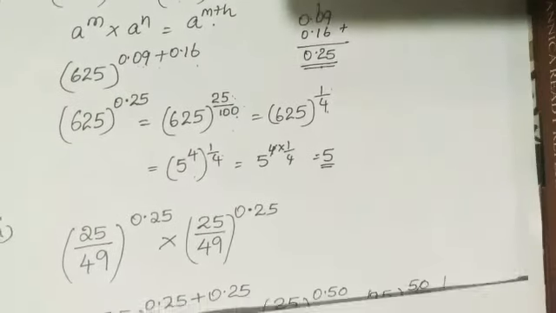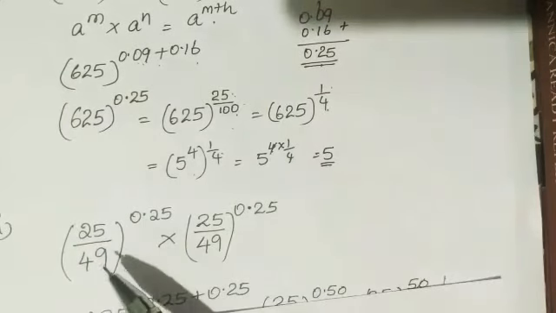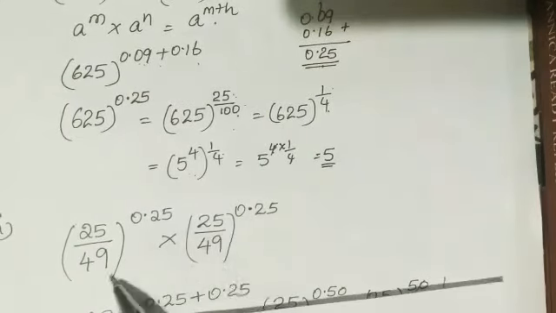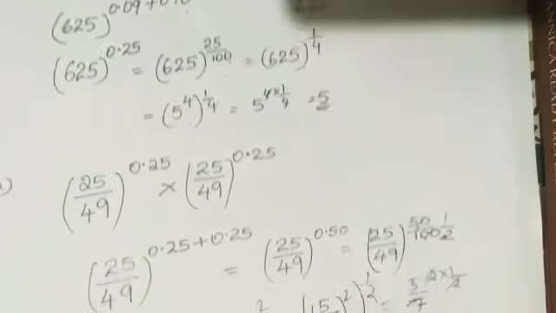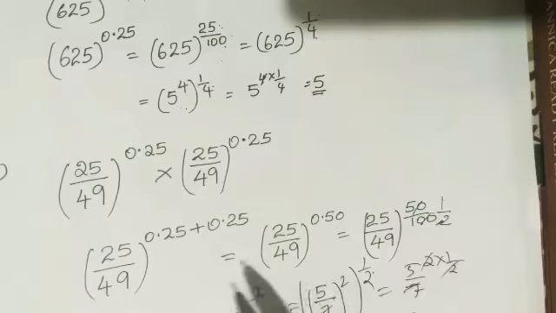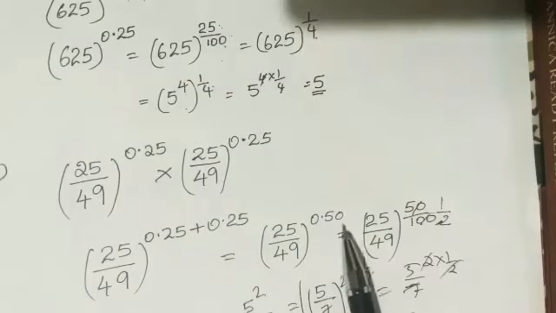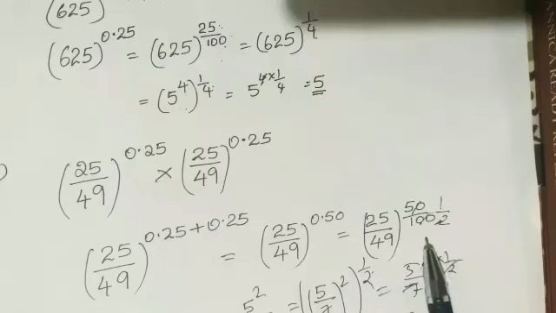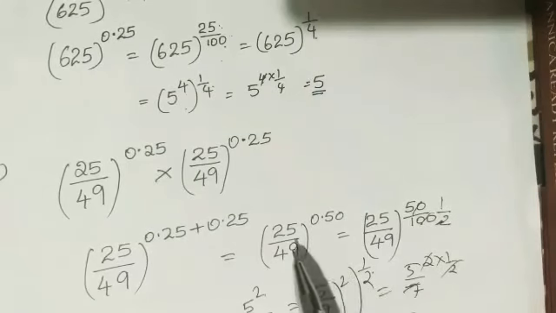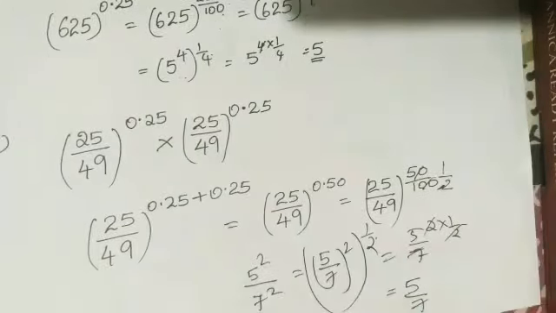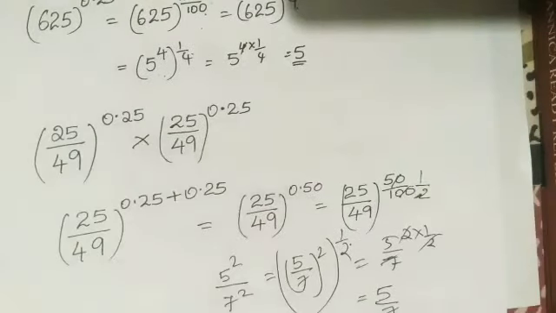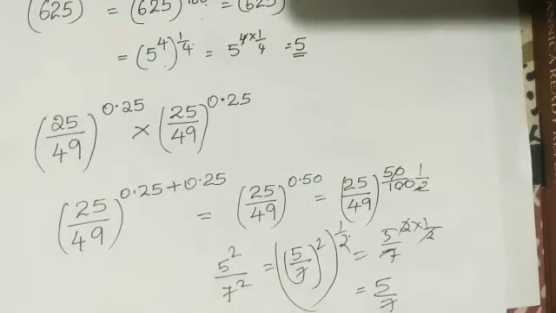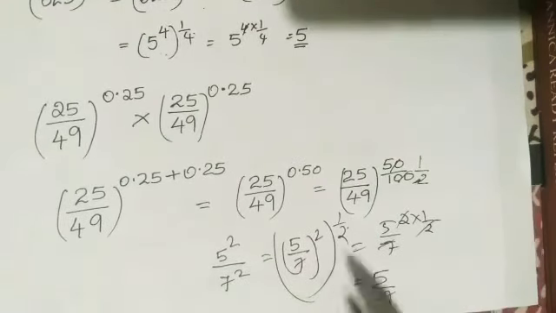Last problem here. See here, 25 by 49, the base is the same, so you can add the powers here. You get 25 by 49 raised to the power 0.50. 0.50 can be written as 50 by 100 or 1 by 2. And 25 by 49 can be written as 5 square by 7 square, isn't it? So 5 square by 7 square, you get it as 5 by 7 whole square, and this 1 by 2 gets cancelled. What remains here is 5 by 7.